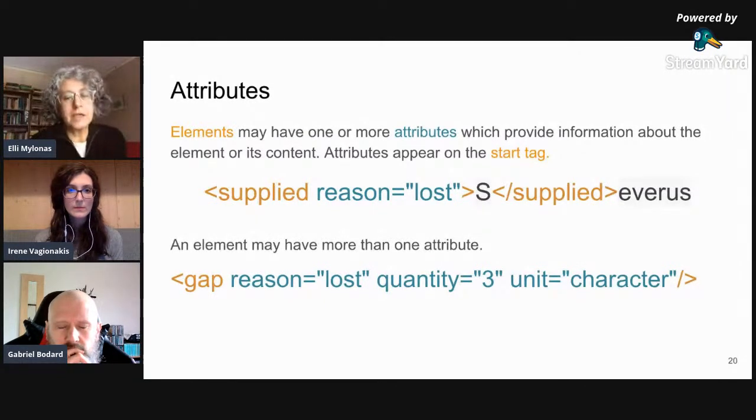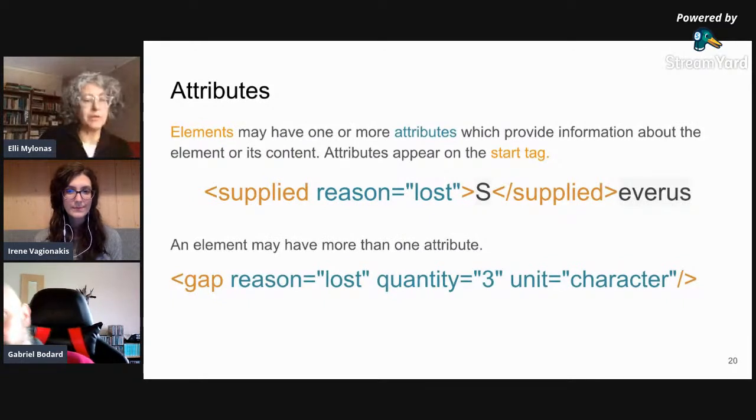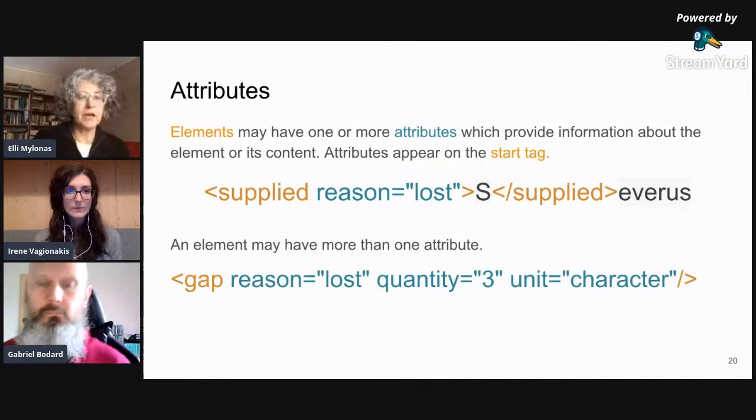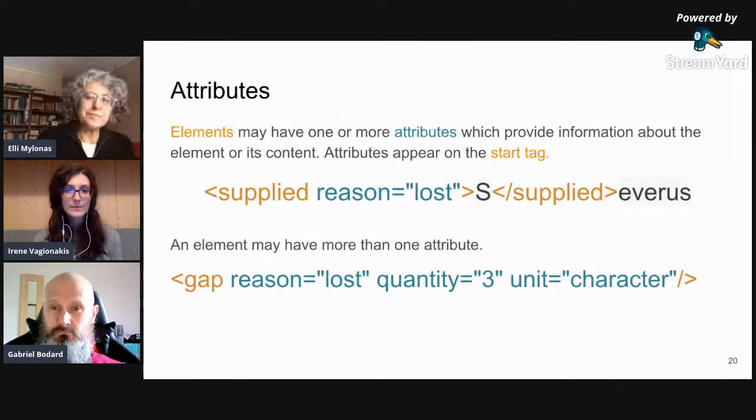The attribute appears only on the start tag. I said earlier that the start tag and the end tag of an element are identical except for the slash. Well, that's not strictly true. If there's an attribute, it appears on the start tag. It does not repeat again on the end tag. That's a very common error that neophytes make as they start to use XML.